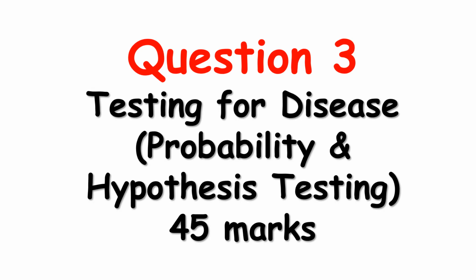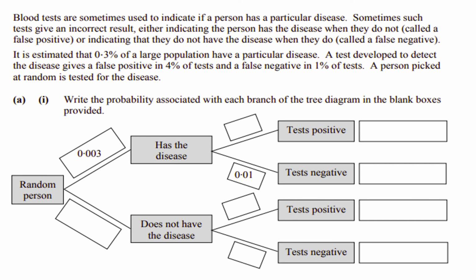Question 3, testing for disease. This is a probability question with some hypothesis testing, and it was 45 marks. Blood tests are sometimes used to indicate if a person has a particular disease. Sometimes such blood tests give an incorrect result, either indicating that the person has the disease when they don't, which is called a false positive, or indicating that they do not have the disease when they do, called a false negative. It is estimated that 0.3% of a large population has the particular disease. Okay, so that's given to us here.